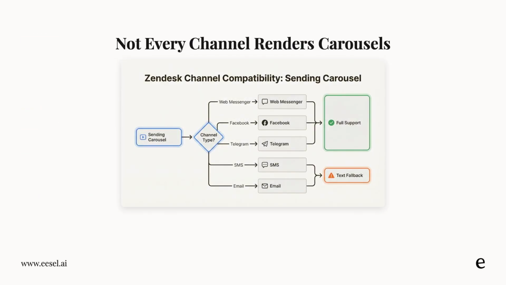Before you go live, check channel compatibility. The Zendesk Web Messenger, iOS SDK, and Android SDK all render carousel cards natively. WhatsApp Business supports carousels through Zendesk's template system. SMS and email fall back to plain text automatically. Customers on those channels won't see the cards.